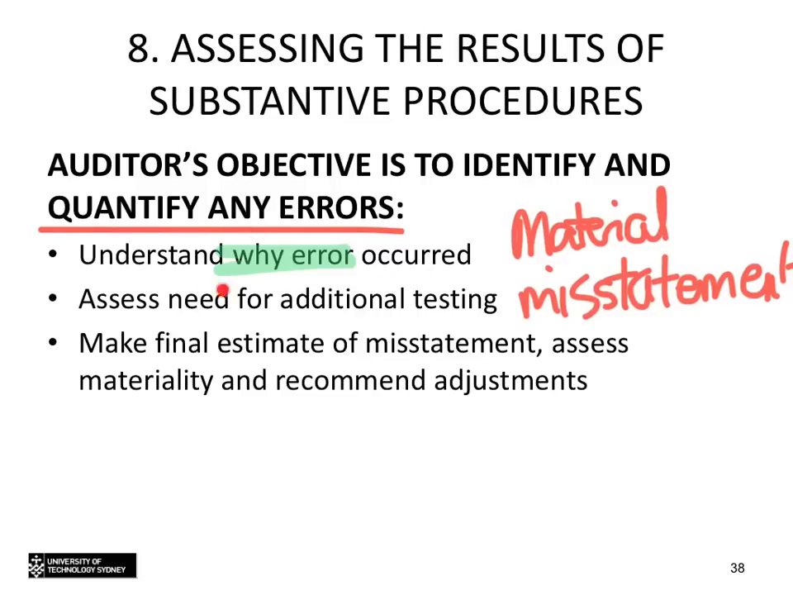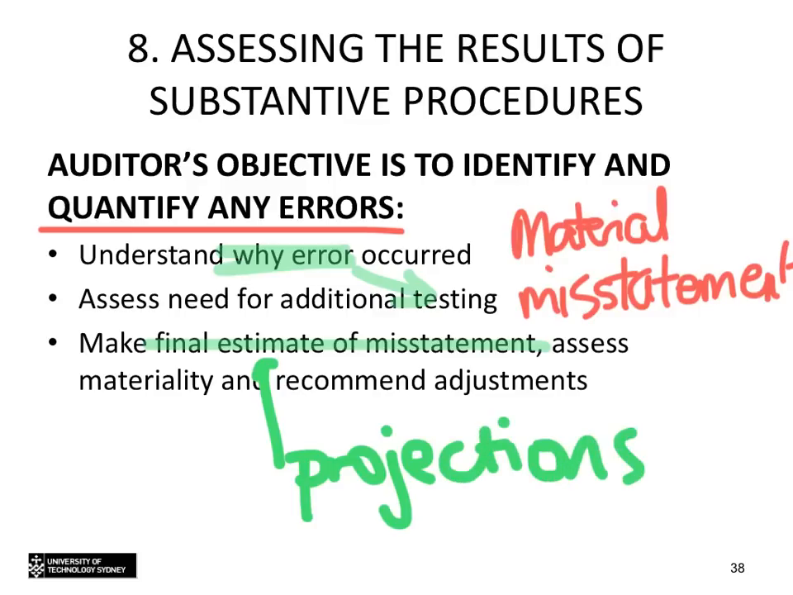So knowing why the error occurred will help decide whether you need to do extra testing. If it's a one-off, probably not. If it's recurring or a control-related issue, then yes. Make your estimate of your misstatement, and remember, we already talked about that estimate comes from the work that we did before on projections. Think about whether we have materiality issues, and recommend an adjustment. I'm going to talk about adjustments a lot more in the future, but those are the basic steps.